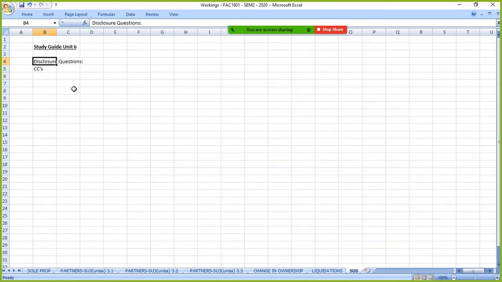Okay, disclosure questions, CCs. Remember I've given you some general templates that you can use. They're PDF documents that you can print out, and you can do the questions written, just to practice. I'm just going to draw it up.